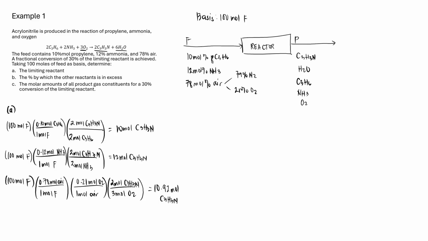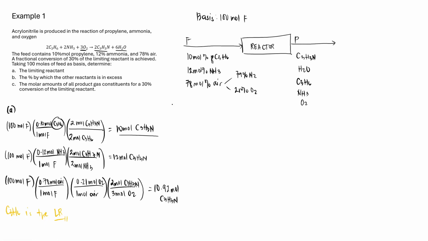C3H3N. So between the three, C3H6 produced the least C3H3N. So that means C3H6 is the limiting reactant. Okay, that's A. B, the percent by which the other reactants are in excess.